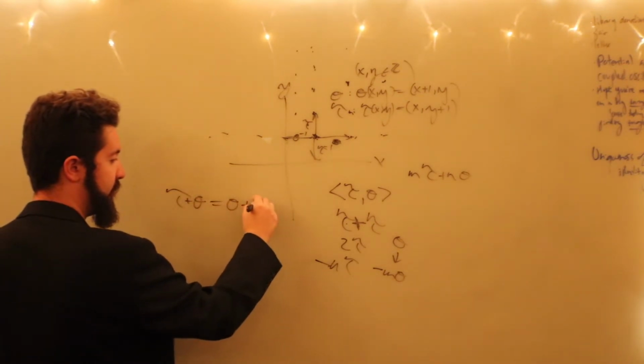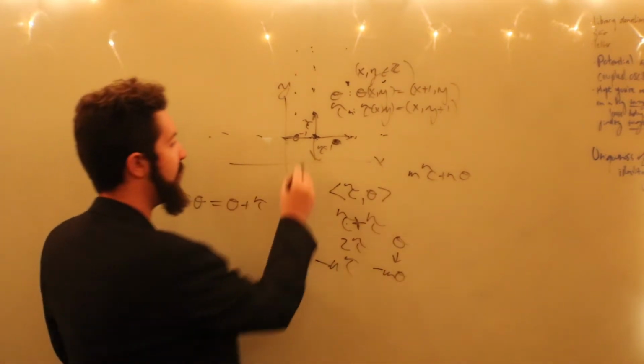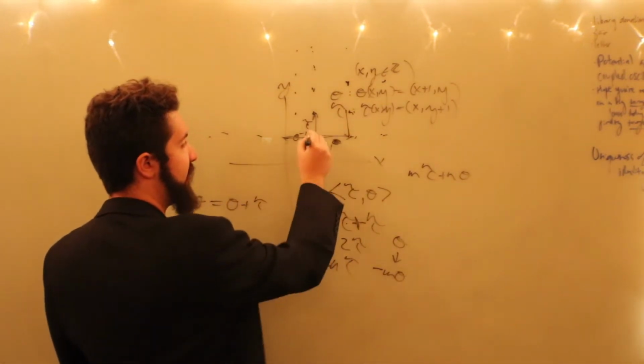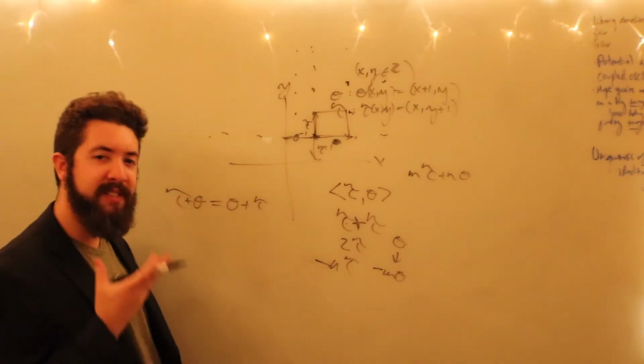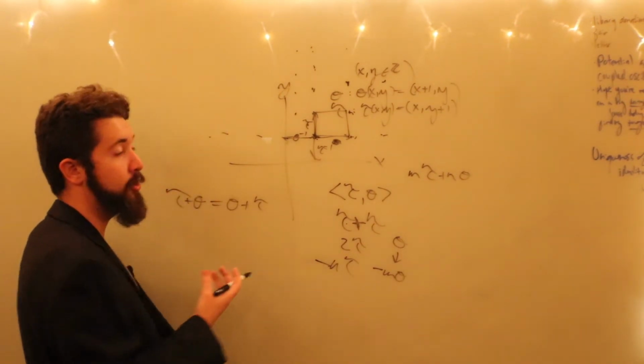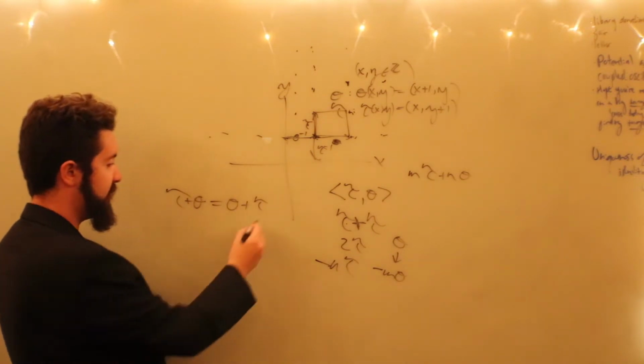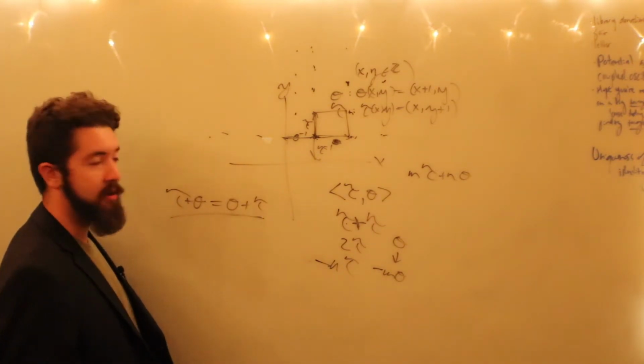And the whole reason we can do this is because applying tau and then sigma is equal to applying sigma and then tau. If we move right and then up, that's the same as moving up and then right. That means that this is an additive group. It is an abelian group, a commutative group. So we have a commutative operation here of translation.